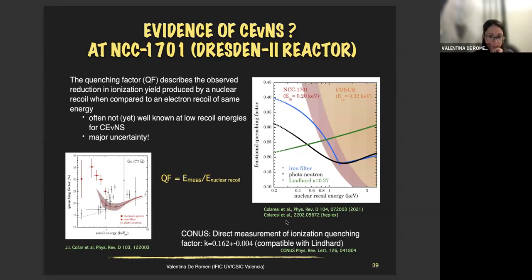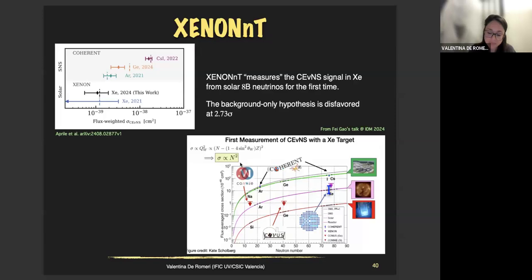an observation of CEvNS. The point is that this result is not really in agreement with some other experiments like CONUS, which is also a CEvNS experiment that uses neutrinos from a nuclear reactor. And in particular, the measurement of this quenching factor is not really in agreement. So there is still some controversy behind this result, and the community is waiting for more results and more observations from other reactor experiments to clarify the situation.